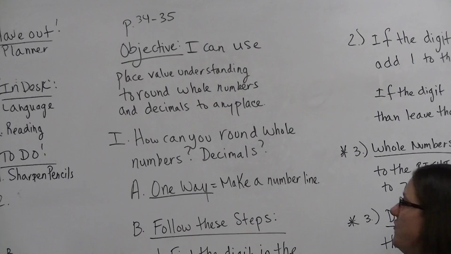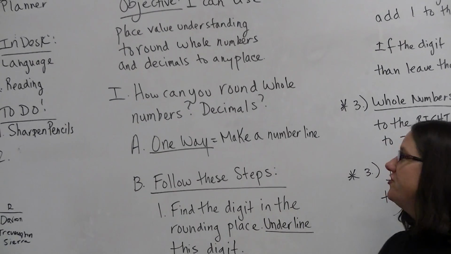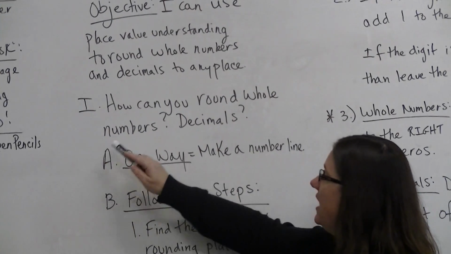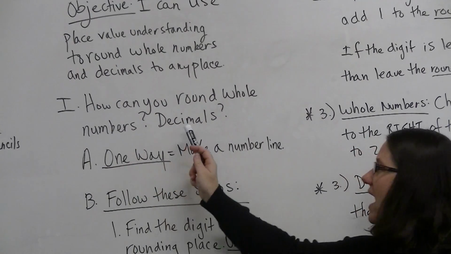Okay, fifth grade. Now we've discussed and read through and looked for the first time. Now I want you to take your notes. Let's get our notes down. Put Roman numeral 1 and write your question: how can you round whole numbers and decimals?